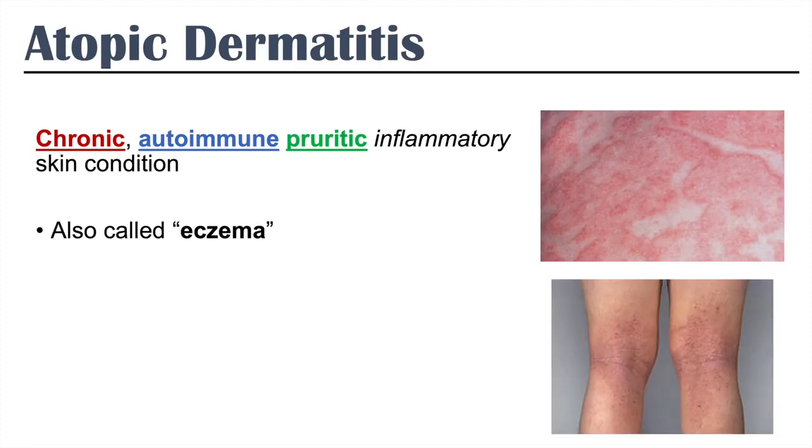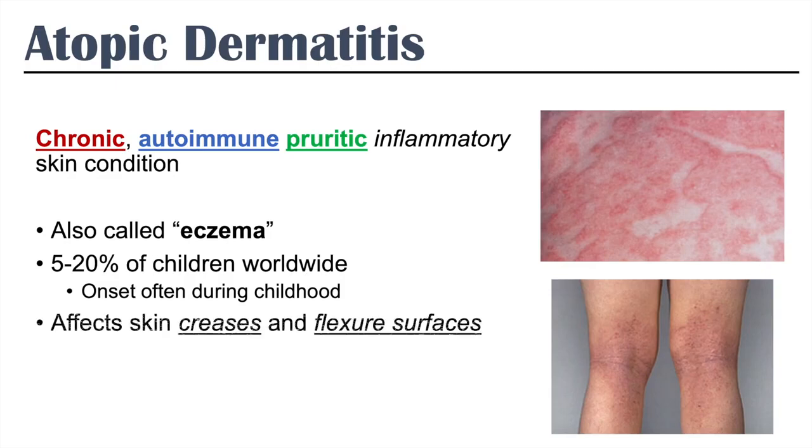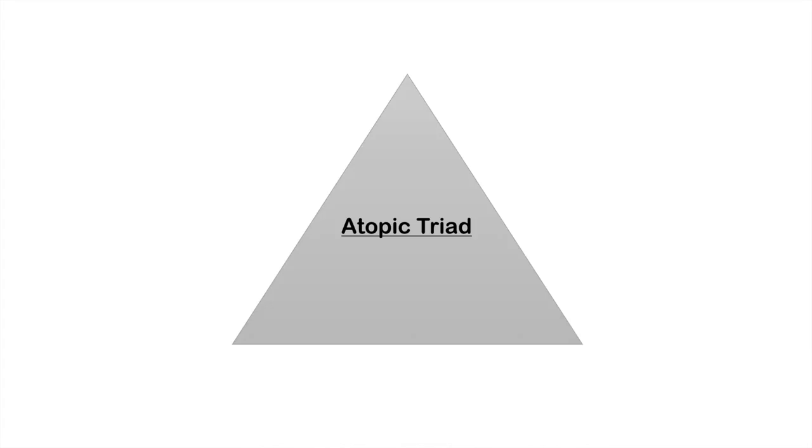Again, this condition is also called eczema, and it's so prevalent that approximately 5 to 20% of children worldwide are affected with this condition. And it often has an onset during childhood as well. Now, atopic dermatitis, for whatever reason, has a predilection for affecting skin creases and flexure surfaces. So, key points again from this are that it's a chronic autoimmune pruritic inflammatory skin condition, and it affects the skin creases and flexure surfaces.